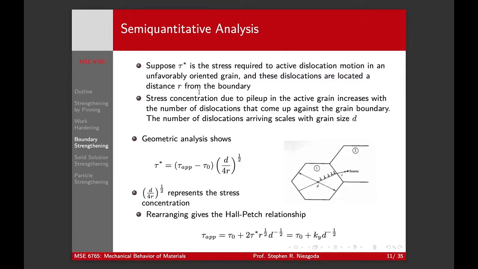So let's look at this a little bit more carefully. Okay, so imagine we're here. This grain 1 has already yielded. Grain 2 has not. Grain 1 is more favorably oriented. It sees a stress state that is more favorably oriented to cause dislocation motion than the stress that grain 2 sees right now. And imagine there's some dislocation source inside grain 2 that is not yet operational, and it's some distance r from the boundary. The stress concentration due to the pileup in the active grain is going to increase with the number of dislocations that come up against the grain boundary, right? And the number of dislocations that are available to pile up depends on the grain size. That makes sense. The bigger the grain, the more dislocations.